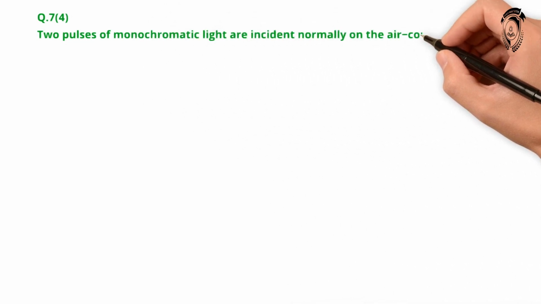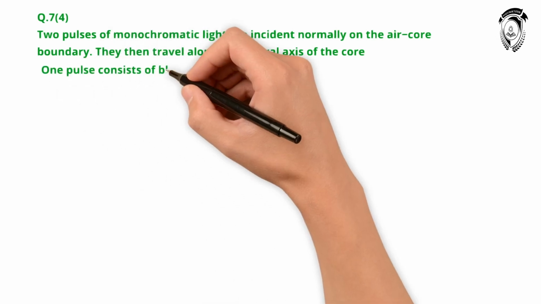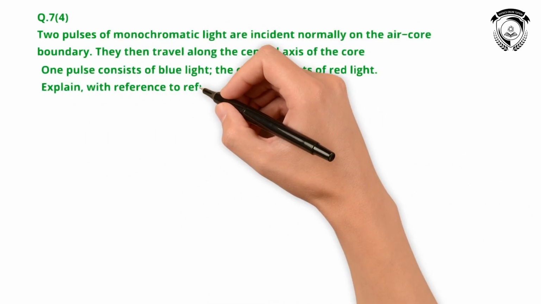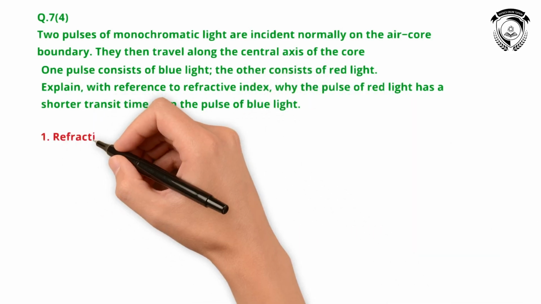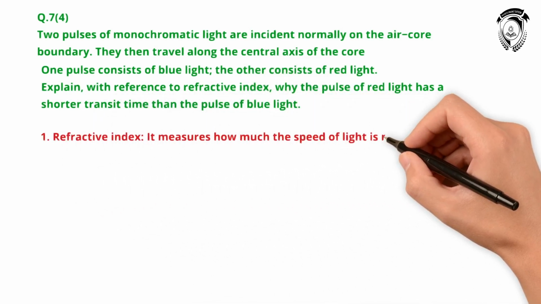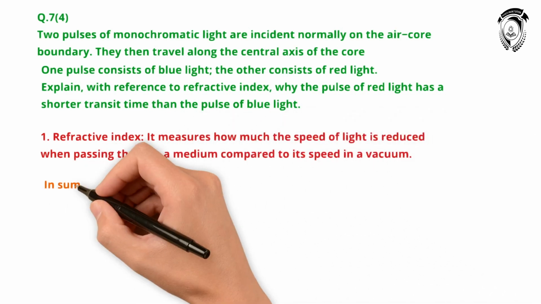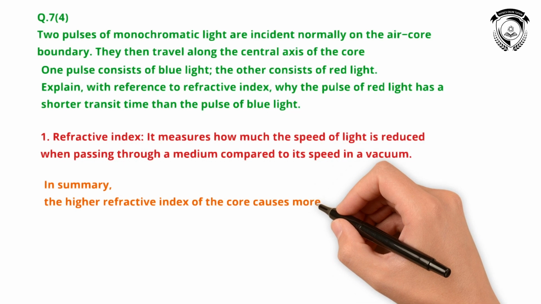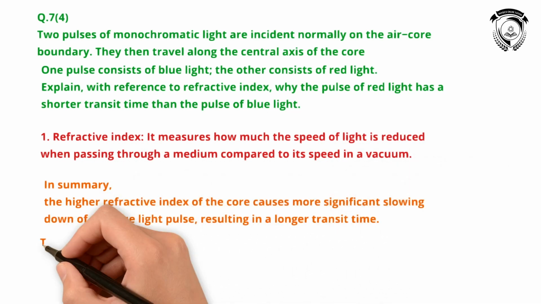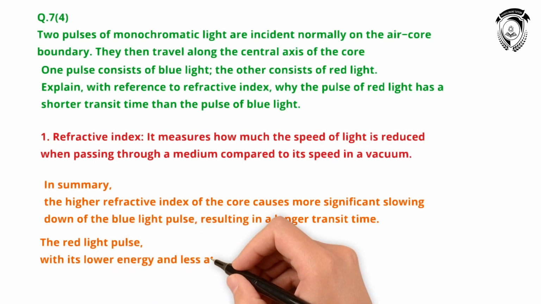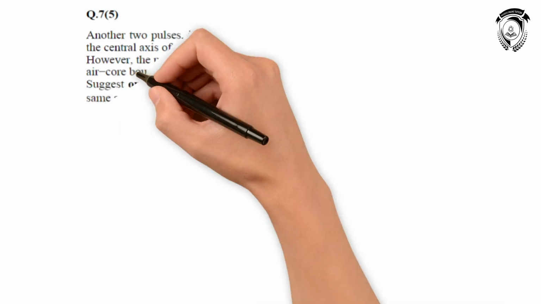Two pulses of monochromatic light are incident, one blue and the other red light. So with reference to the refractive index, why does the red light have a shorter transit time than the pulse of blue light? Remember, what is refractive index? It is how much the speed of light is reduced when it is passing through a medium compared to its speed in vacuum. So a high refractive index means what? It will slow down more and therefore it will have a longer transit time, which happens in the case of blue light. Red light with a lower refractive index travels faster and has a shorter transit time.